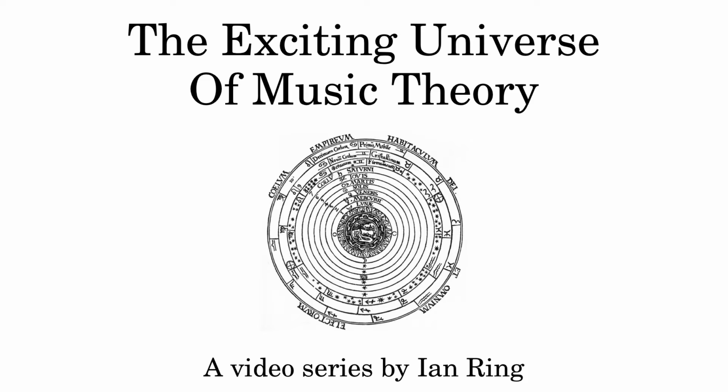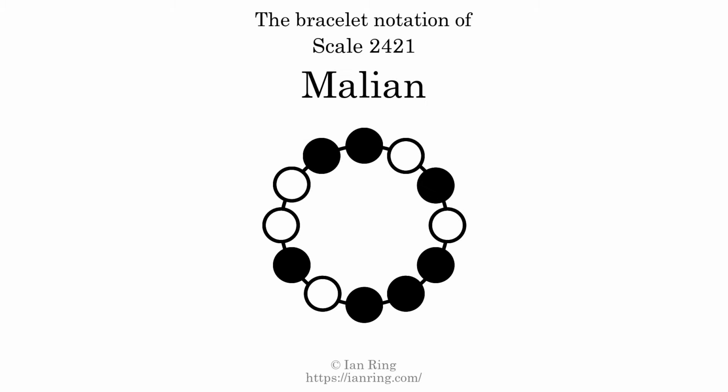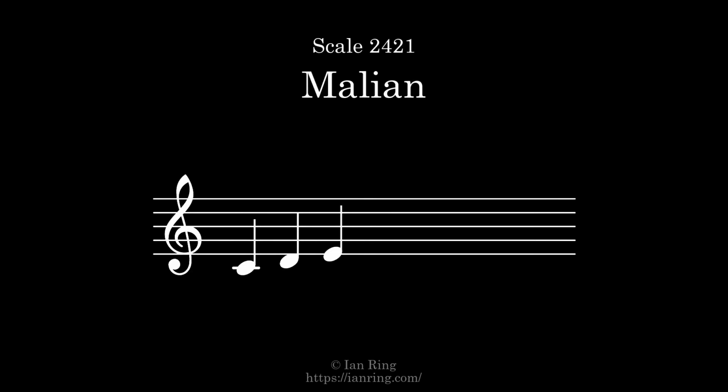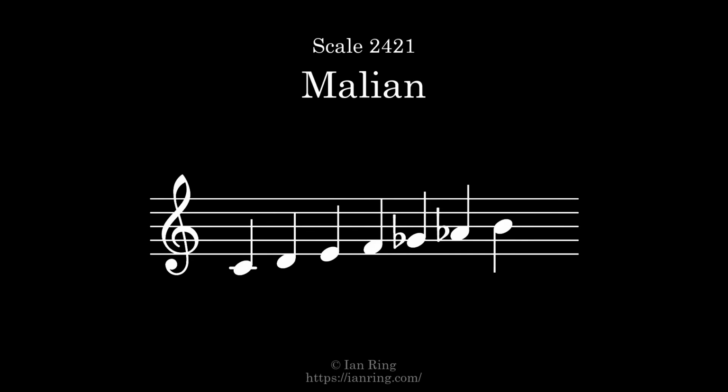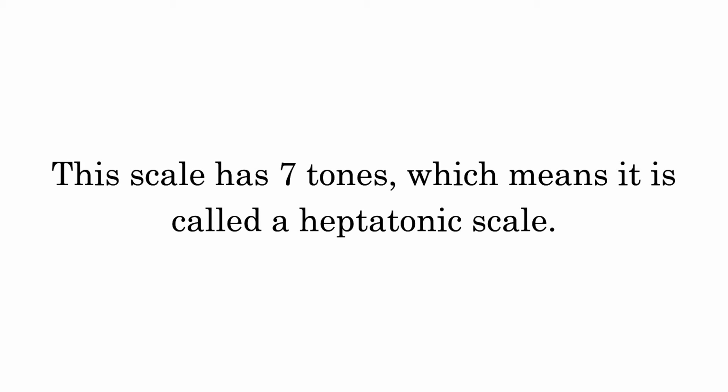Then let's begin. Today we will talk about scale 2421, Malian, which sounds like this. This scale has 7 tones, which means it is called a heptatonic scale.